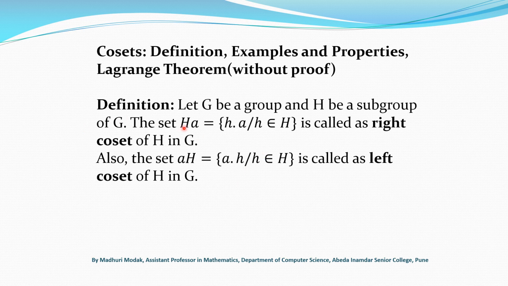Definition, examples, and properties. Let G be a group and H be a subgroup of G. Then the set Ha, which contains ha, h in H, is called the right coset of H in G. Also the set aH, which is ah, h in H, is called the left coset of H in G. Here the element a in G is fixed. For that element we are finding the right coset, as here a is written to the right of H, and this is the left coset because a is written to the left of H.